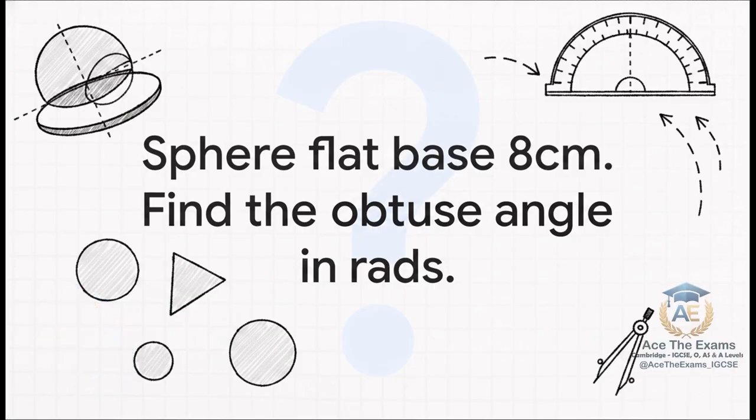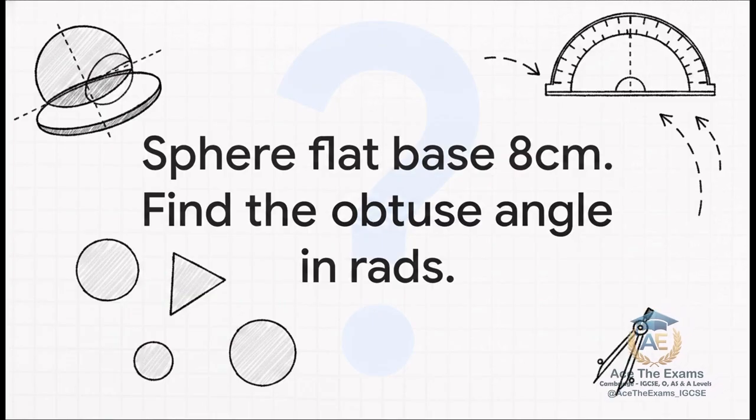We're looking at the cross-section of a paperweight. It's a sphere with a radius of 5 centimeters, but the bottom is cut off to create a flat, circular base with a diameter of 8 centimeters. The question asks, calculate the obtuse angle at the center in radians. Take a second and really think about it. How do you map a 3D description into a 2D geometry problem? Where exactly does that triangle go?